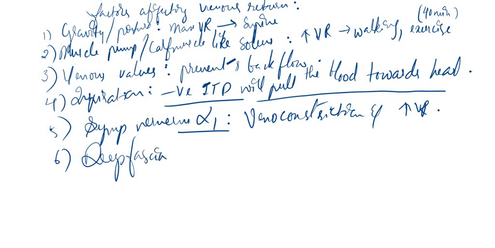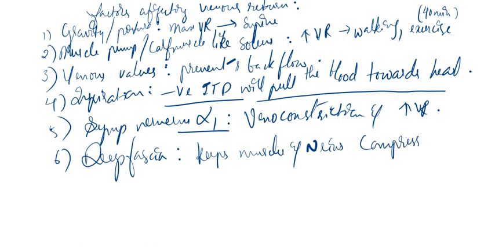Now it also depends on the deep fascia. How? Because the thick and tight deep fascia in the legs keeps muscles and veins compressed, thereby increasing venous return. Okay.